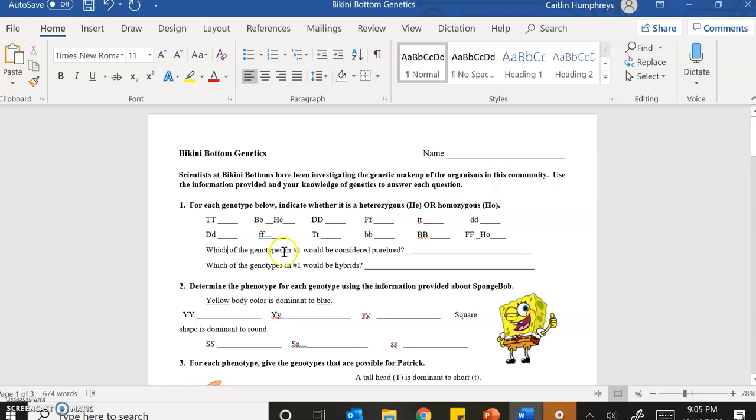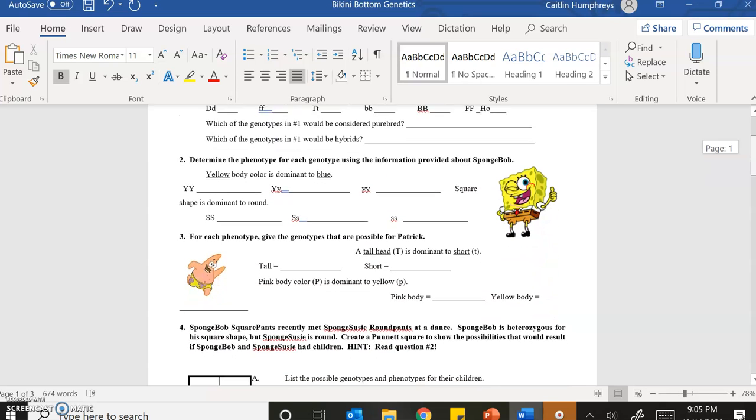Now it asks which of the genotypes in number 1 would be considered purebred. Well, we know purebred is homozygous, meaning same. So you would list 2 or 3 of the homozygous pairs from question number 1. And you would do the same for this sub-question, hybrids. Well, if purebreds mean homozygous, then hybrids, meaning two different, would be heterozygous. So you would list some of the heterozygous pairs down here.